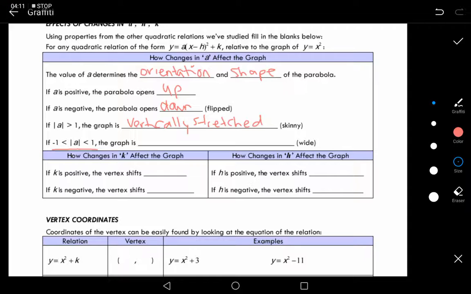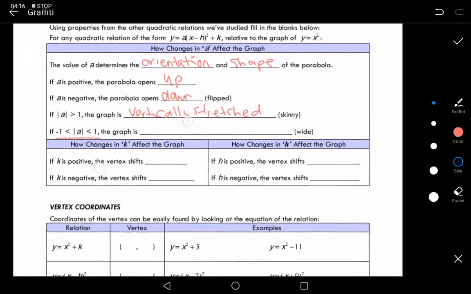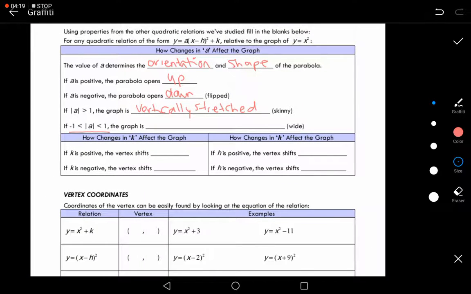Okay, and what this means here is if A is greater than 1 and less than 1. So what that means, you might want to make just a note, and I don't have a whole lot of room, but I will just kind of turn my things sideways. So what that means is fraction or a decimal. Okay, that's what this one means here. So if A is a fraction or a decimal, the graph is going to be vertically compressed.